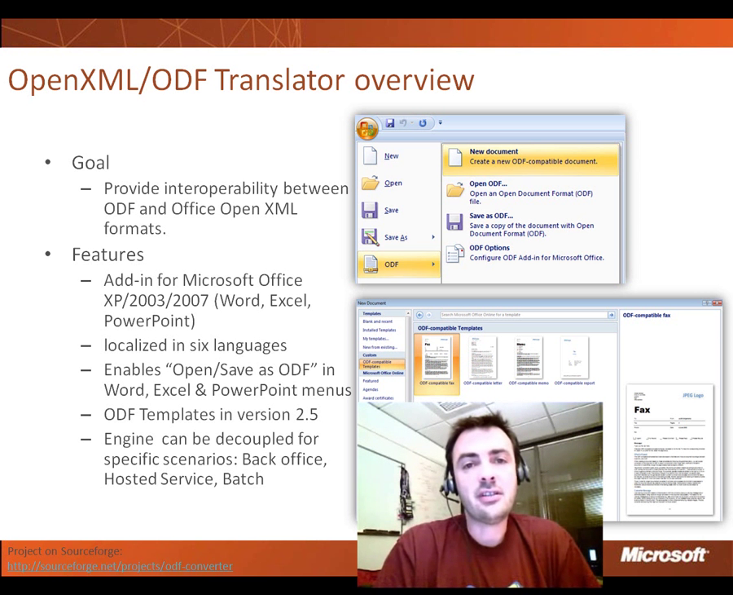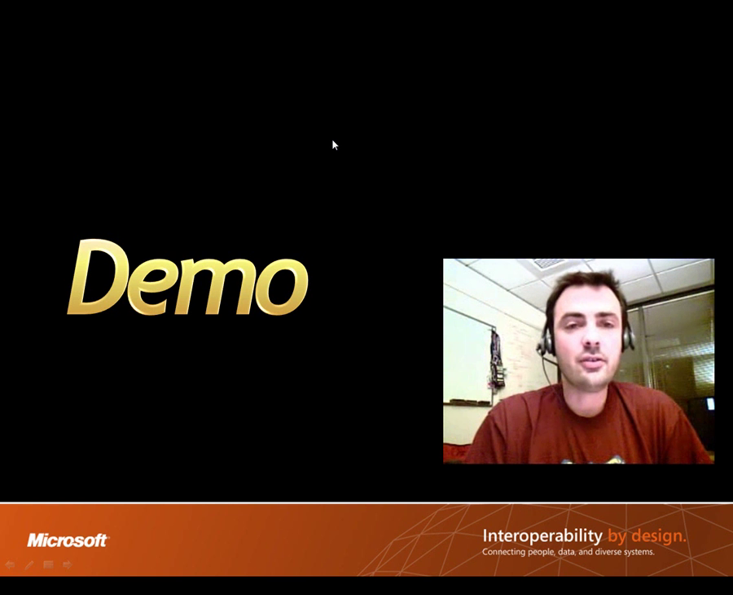The project comes with add-ins for the Microsoft Office Word, Excel, and PowerPoint applications for the XP, 2007 and 2003 versions. The latest version includes many improvements in terms of fidelity, but one of the new features is that it includes templates, and the templates really provide a way to have a better fidelity when you translate from one format to another. So now let's move to the demonstration.